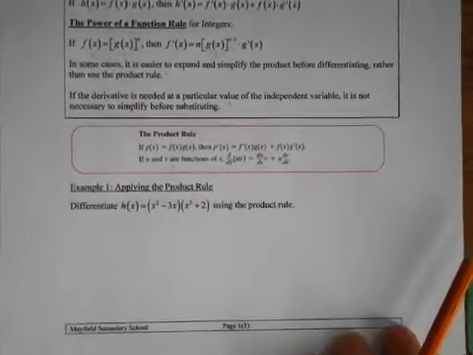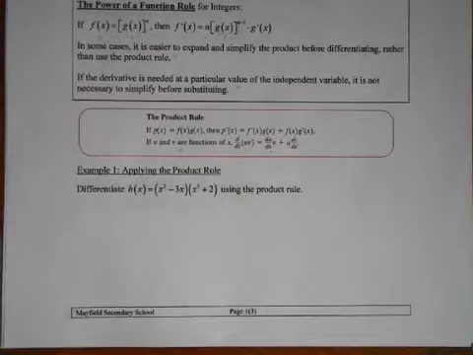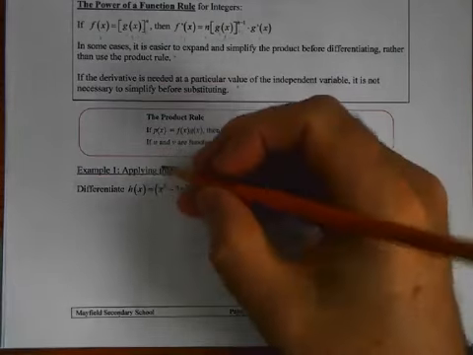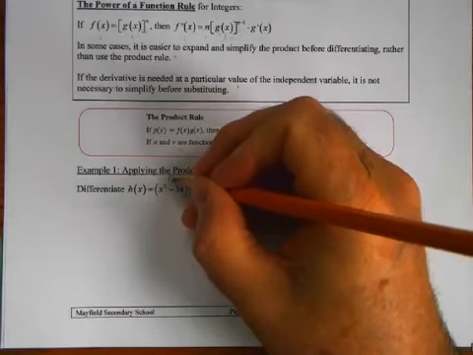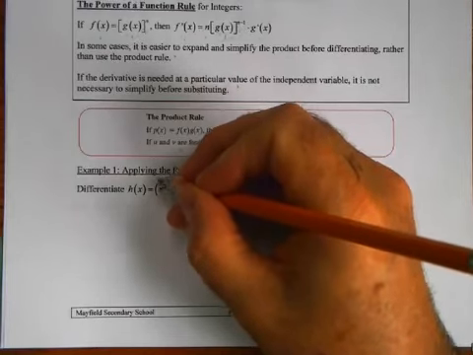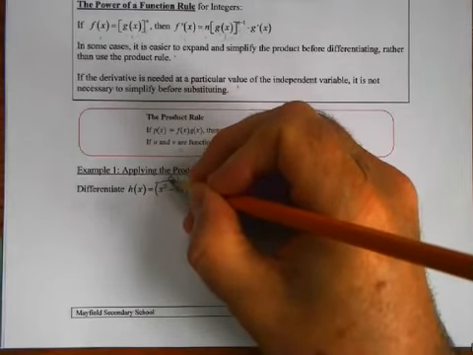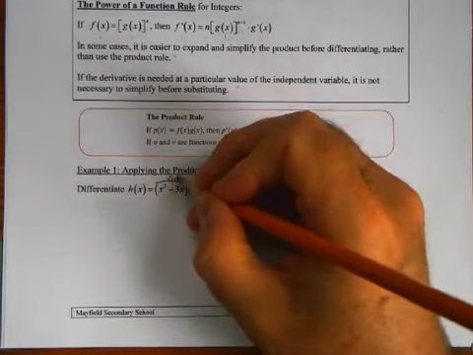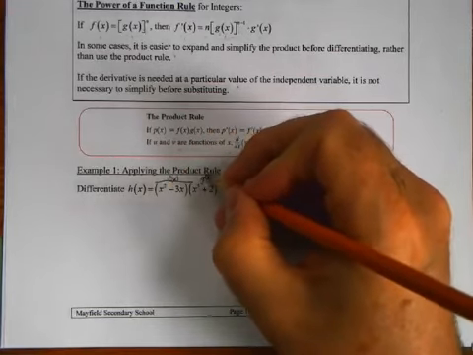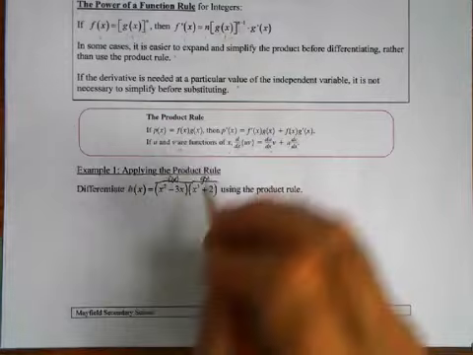So let's try one. Apply the product rule. We've got h of x equals x squared minus 3x times x to the 5th plus 2. So we can actually treat this, I won't do this every time, but you could say, well, here's my f of x, here's my g of x, just to keep track.